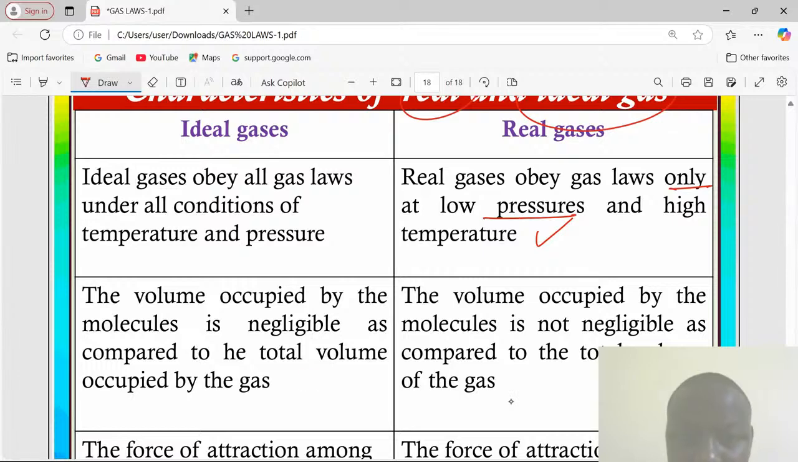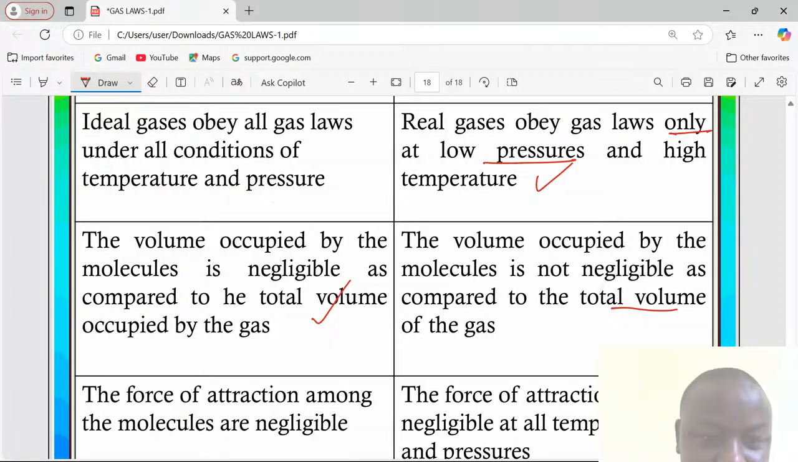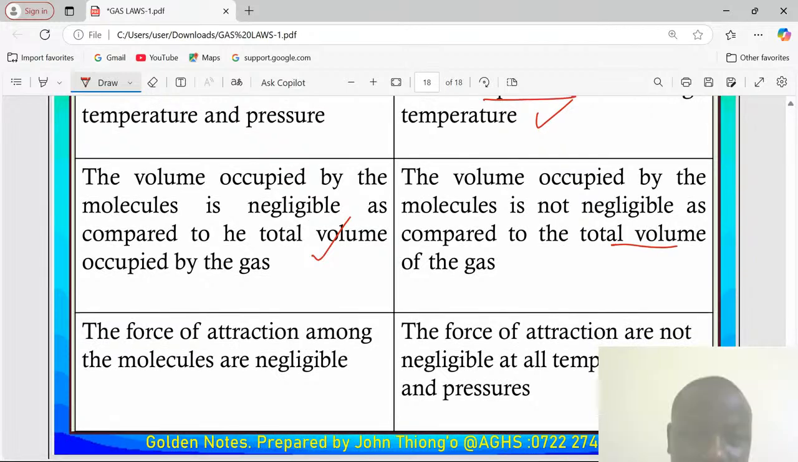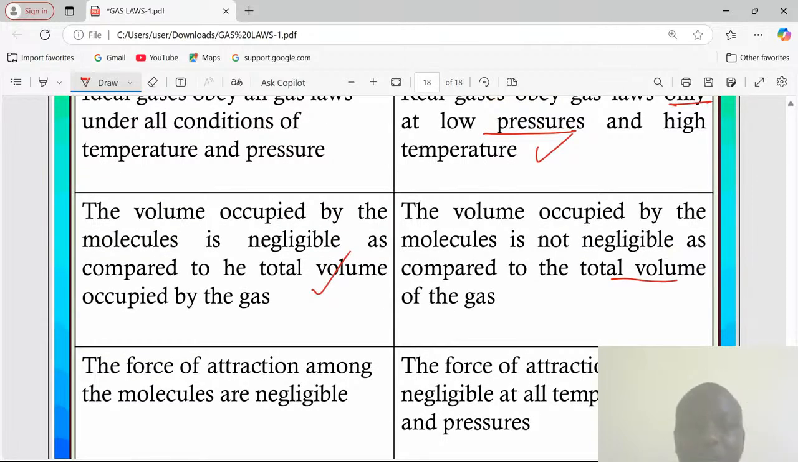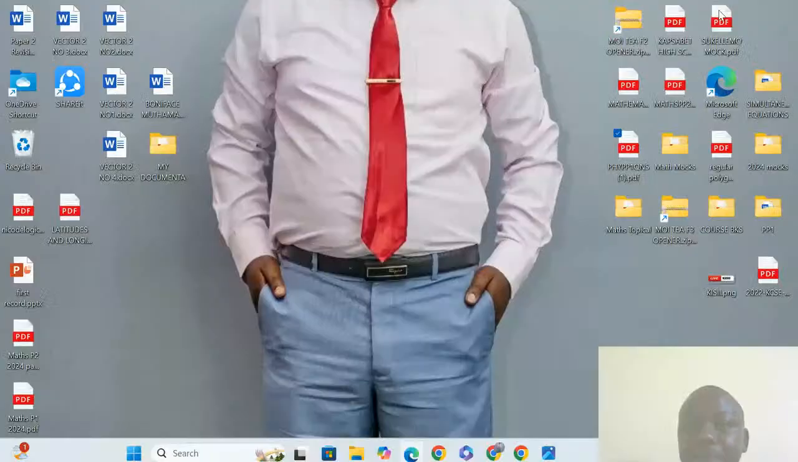That is a gas which is able to obey the laws. But on the other side, we say the volume occupied by molecules is not negligible compared to the total volume of the gas. Finally, for an ideal gas the forces of attraction among the molecules are negligible. We assume that molecules of a gas are not attracted to one another. But for real gases, the forces of attraction are not negligible. They are there at all temperatures and all pressures.